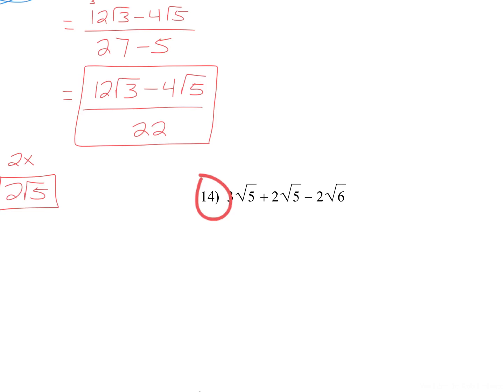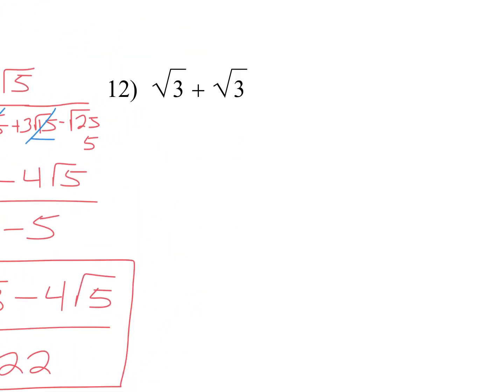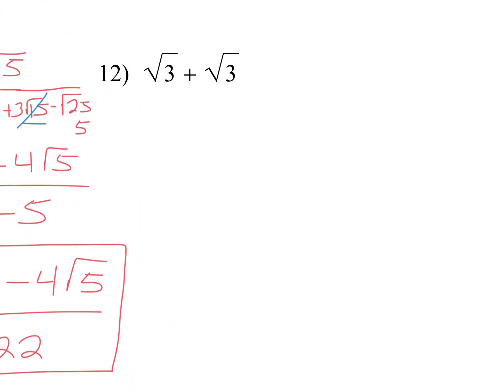Okay, so let's look at this one up here. Are these like terms? Number 12. They are like terms, so we can add them together. What do we get? There you go. Yep, 2 square root of 3. Good.